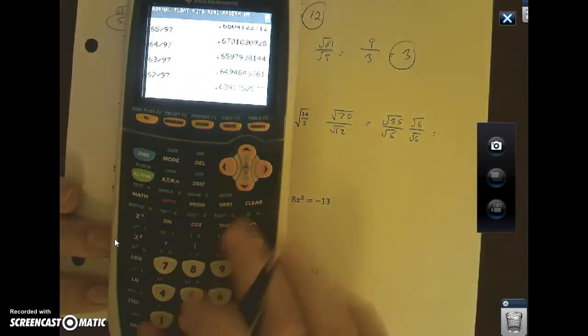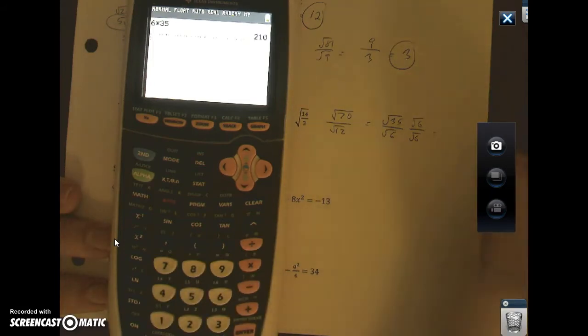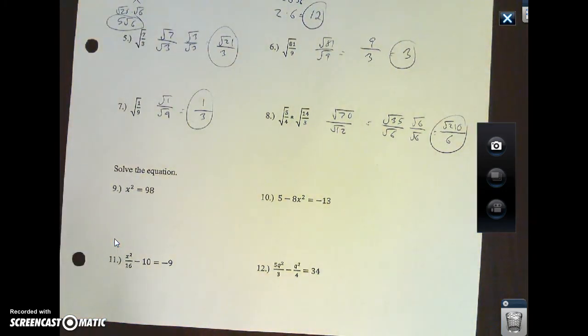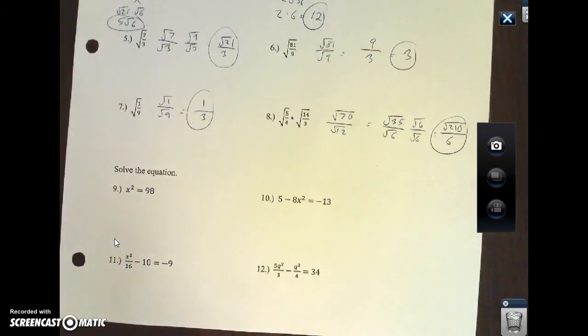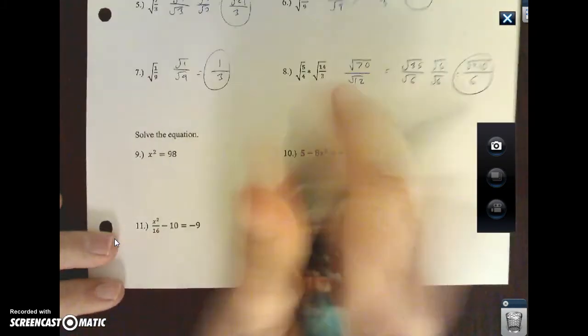6 times 35 gives me 210. And then just 6 down low. You can't have any number go into root 210. There's no perfect square that goes into it, so that's just your final answer. Okay? Perfect. Number 9, square root both sides.